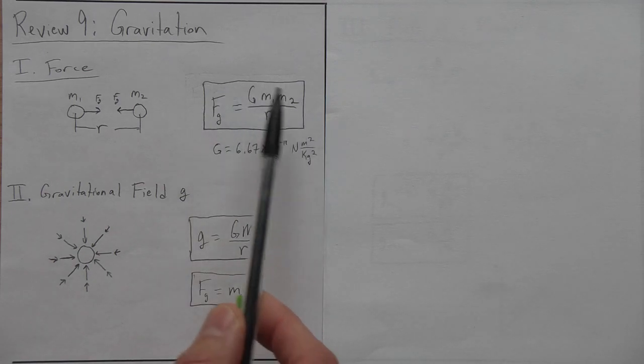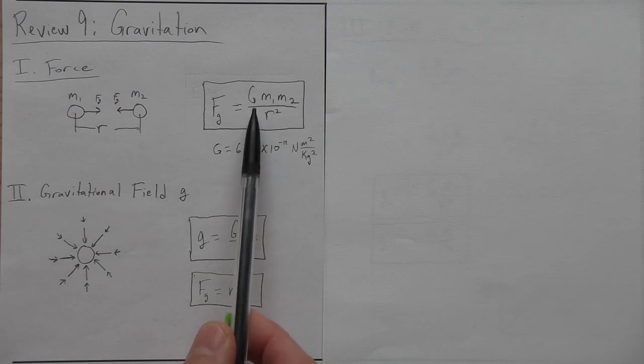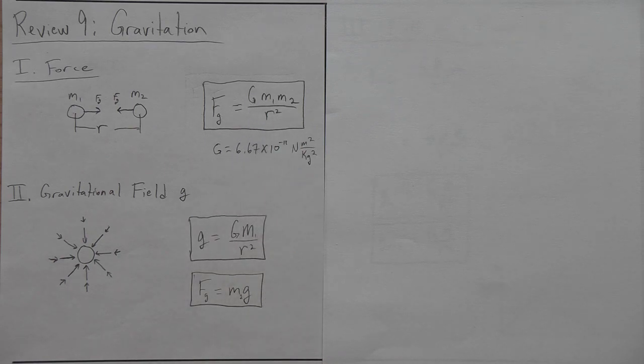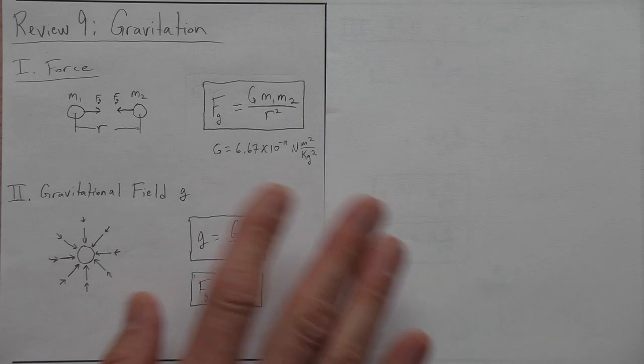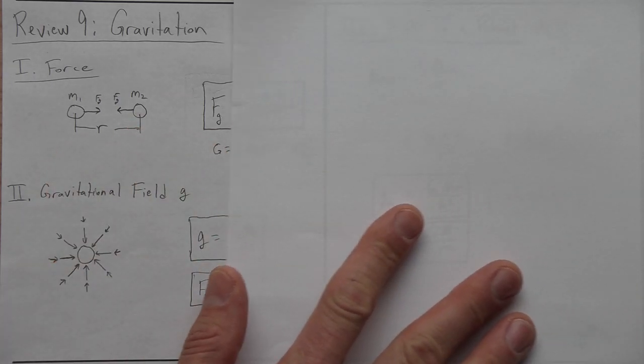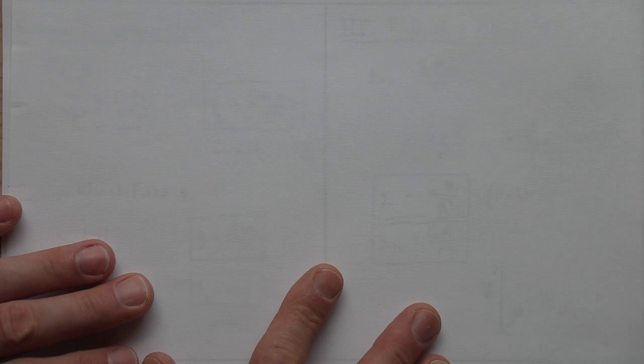This is, of course, the universal law of gravitation, with the constant G, 6.67 times 10 to the minus 11 newton meters squared over kilogram squared. You don't have to memorize this, of course, since it comes on the table of information that you're given for the AP test. Let me talk a little bit more about force with a simple example.